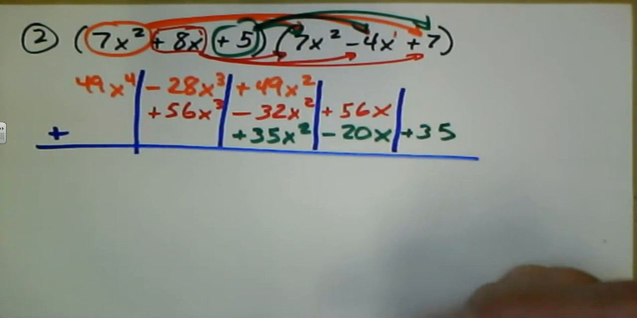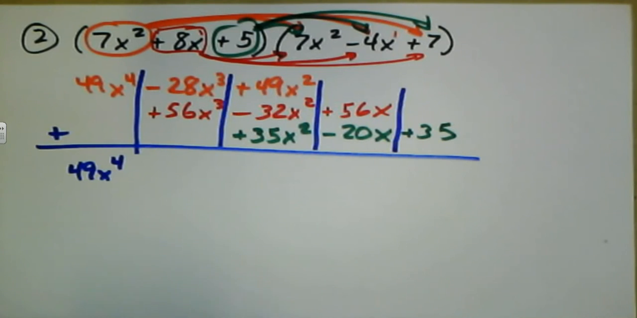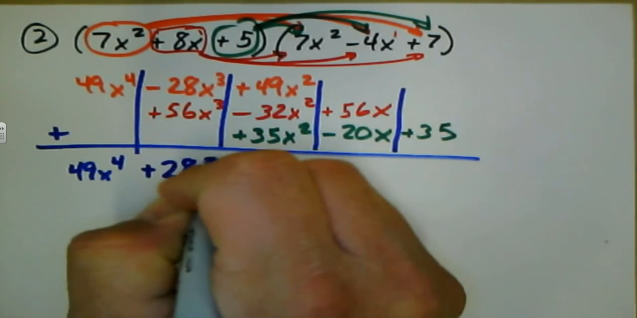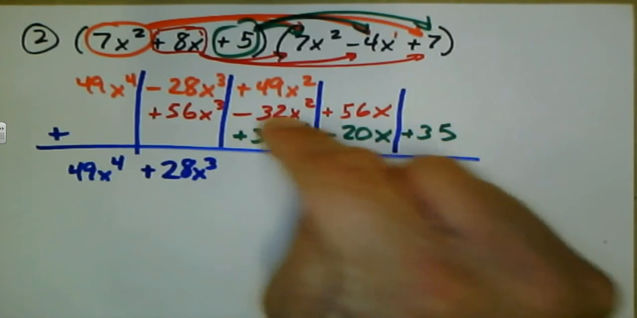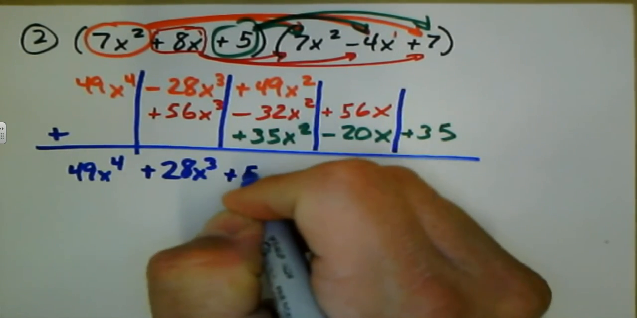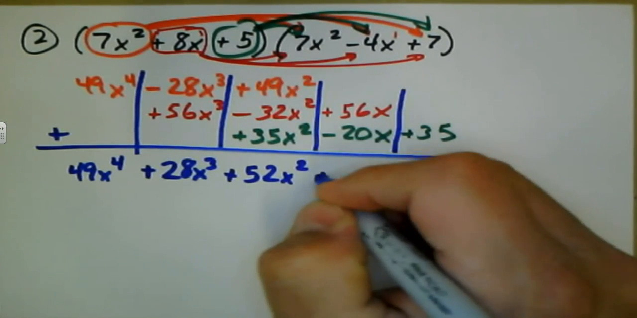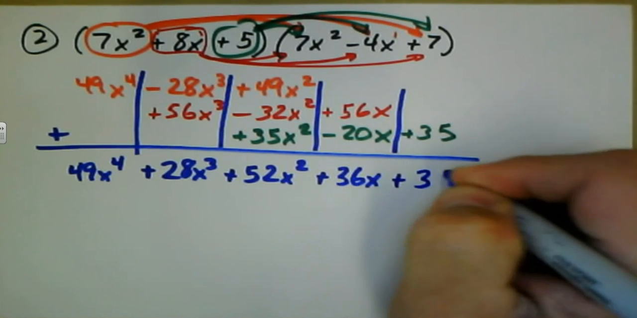Organize your material. 49x to the 4th. We got 56 minus, what is that, 28? 28 x to the 3rd. 35 minus 32 is 3, and add 3 to 49, 52 x to the 2nd. 56 minus 20 is 36x. And nothing to add to the 35.